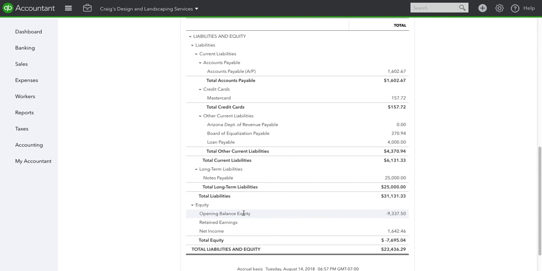Equity, how much money was used to start the business. Retained earnings and net income. Net income, this figure comes from the profit and loss. So whatever your net income is showing, you'll see you have the income, all of your cost of goods sold, and all of your expenses, net income. This number should be the same.